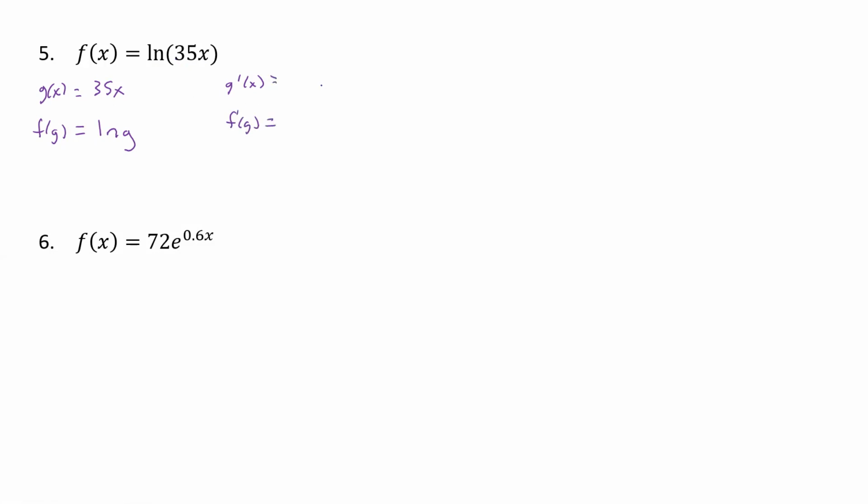Well, that makes g'(x) pretty easy, as well as f'(g). So the derivative of that's just 35. The derivative of that's just 1 over g. So df/dx is equal to what? Well, 1 over g times 35. What is g though? That's 1 over 35x times 35. Well, guess what? 35 cancels 35, and we get 1 over x is going to be our derivative.